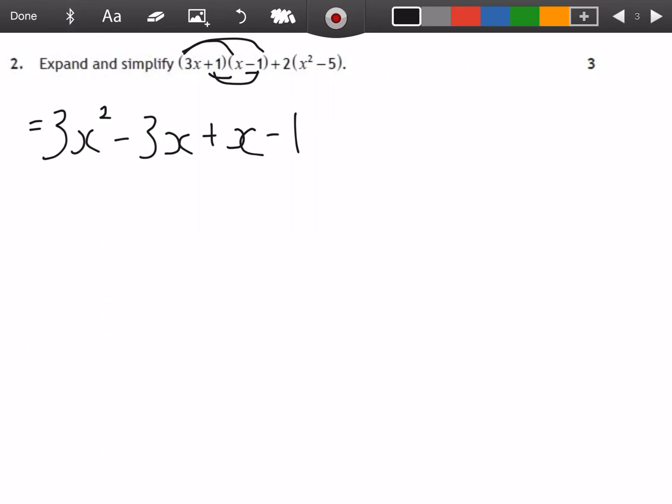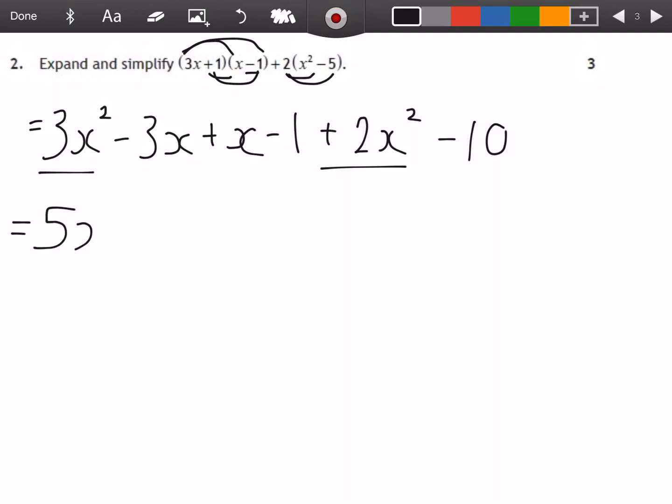Now, you'll notice we've got another part here. Plus 2. 2 is to multiply by the second bracket. Plus 2x squared. And a positive 2 times a negative 5. Take away 10. Okay, final answer, collect any like terms. 3x squared plus 2 more x squared. So we have 5x squareds altogether.